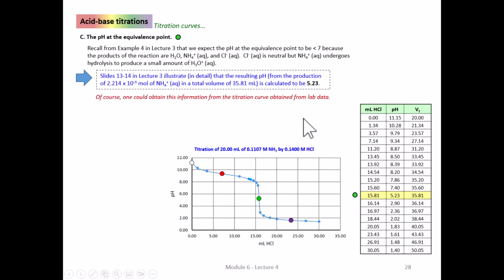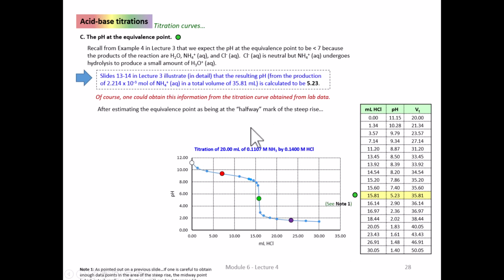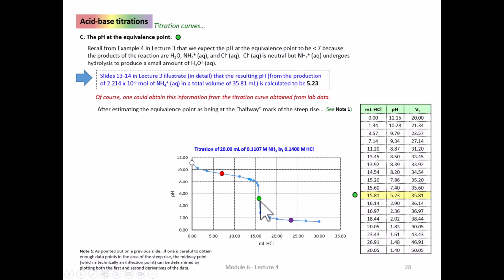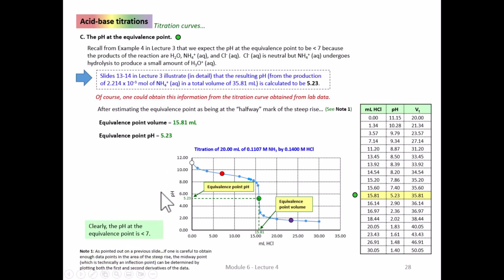Now, without doing a calculation, we could use our titration curve to get that information. If we estimate the equivalence point, as before, as being halfway up this, well, in this case, halfway down the steep descent, we can get an equivalence point volume at that point by reading it off the x-axis, and then we would get the equivalence point pH by reading the pH off the y-axis. In any event, clearly the pH at the equivalence point is less than 7.